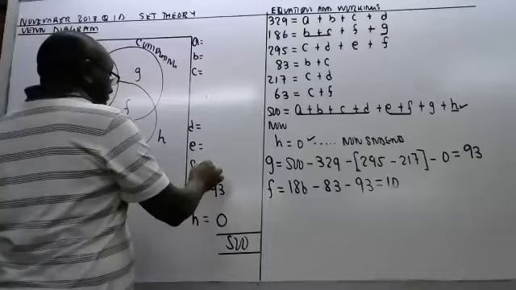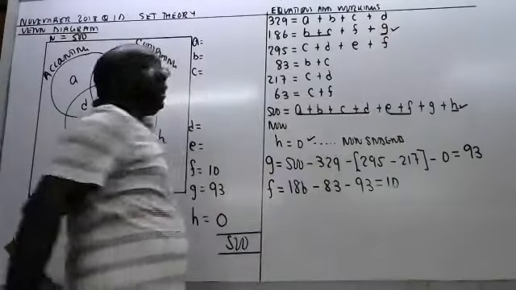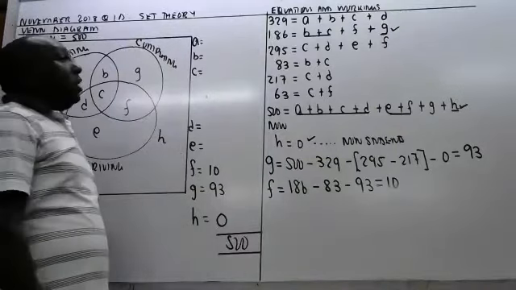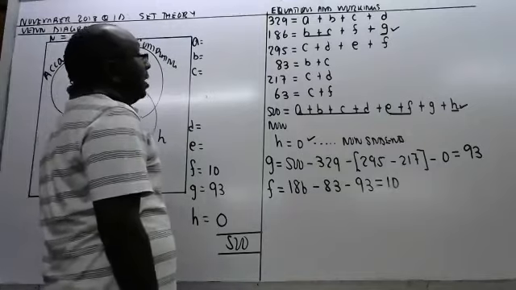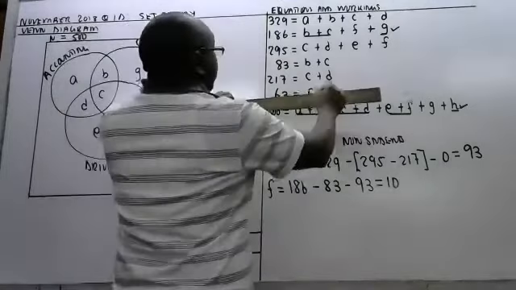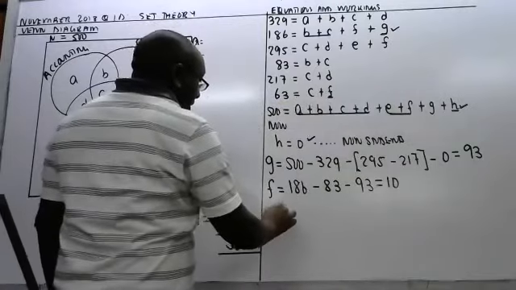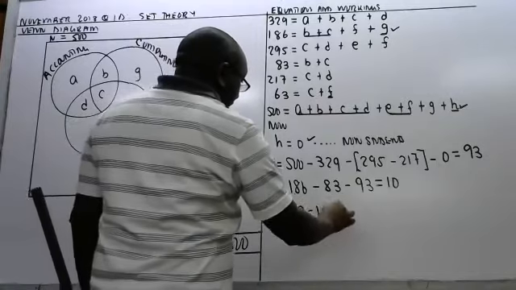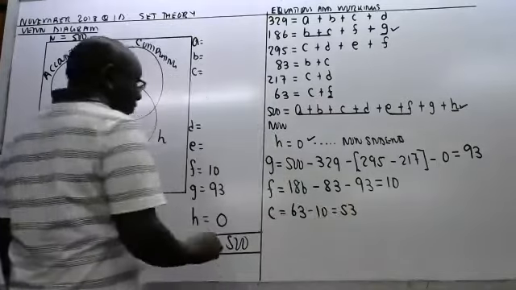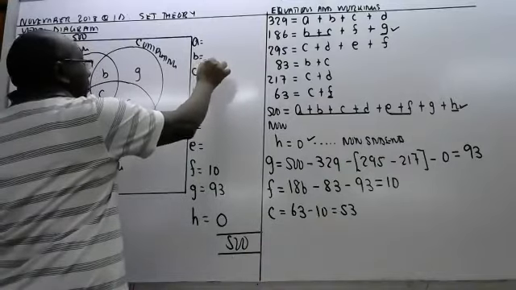So F is 10. So this one has assisted us. Now we start looking for where else we have C. Now we know F. So based on that, C will be 63 minus 10. That one is 53. That's okay. So C is 53.